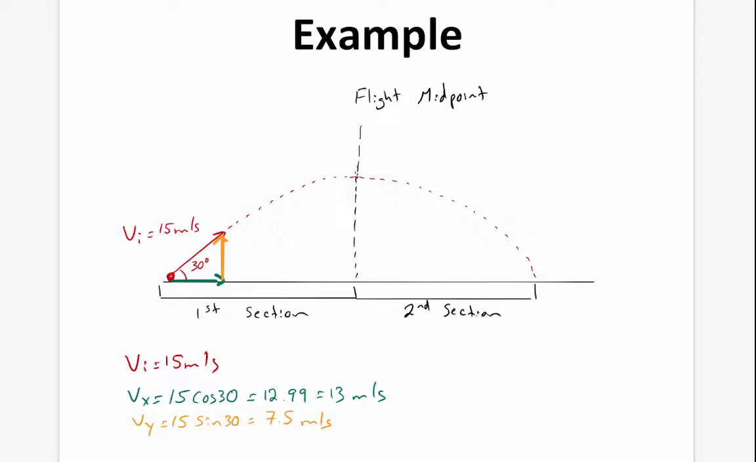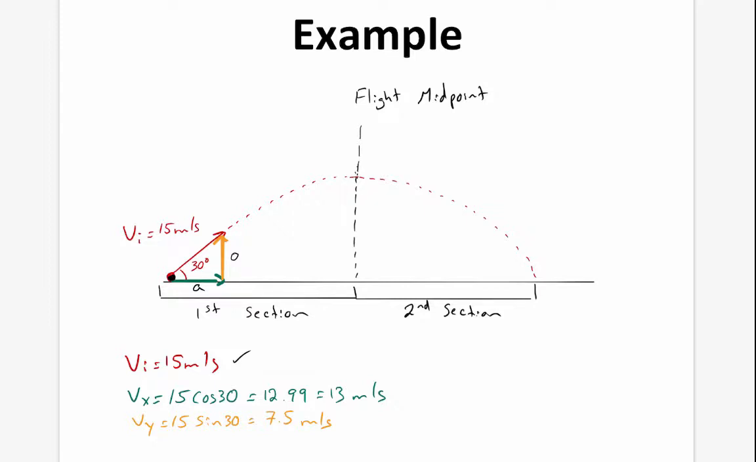So an example. You can see here our projectile starts here at the bottom, and it's fired with an initial velocity of 15 meters per second at an angle of 30 degrees above the horizontal. So in this case, we can break our initial velocity into its vector components. So our VI is 15 meters a second. Our VIX is going to be 15 cos 30 because it's the adjacent side. So 15 cos 30 equals 12.99 or 13 meters per second. And then our y value is going to be the opposite, so it's going to be 15 sine 30, and that equals 7.5 meters per second.